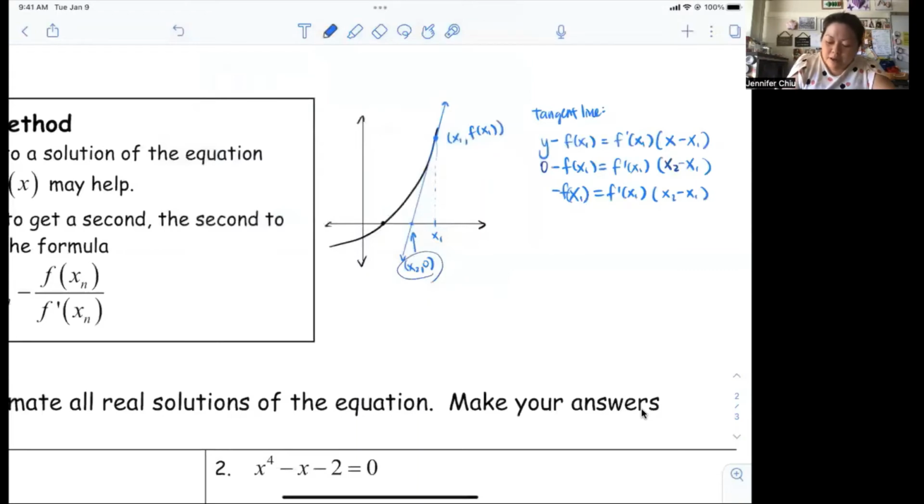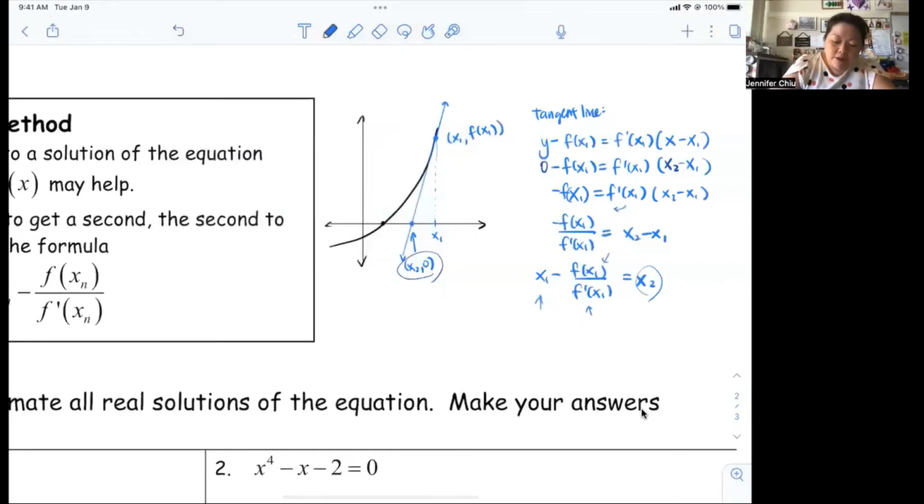I'll just show you in a minute why. If I divide this over, I get negative f of x1 over f prime of x1 equals x2 minus x1. I add x1 over, so x1 minus f of x1 over f prime of x1 equals x2. You will get the new point by taking x1 minus the function evaluated at x1 divided by the derivative evaluated at x1. So that's your new point.